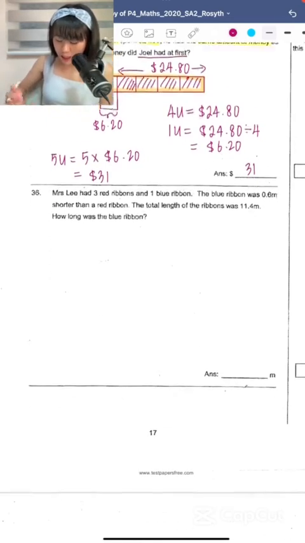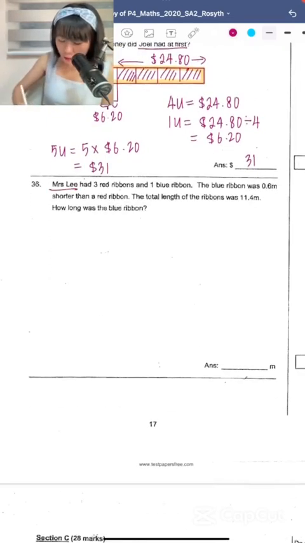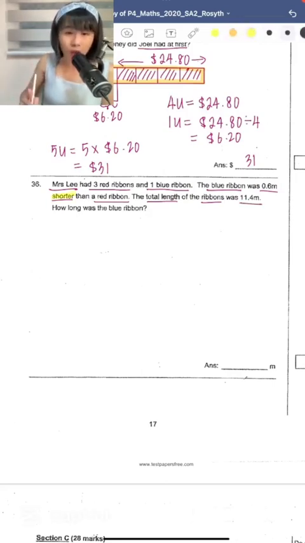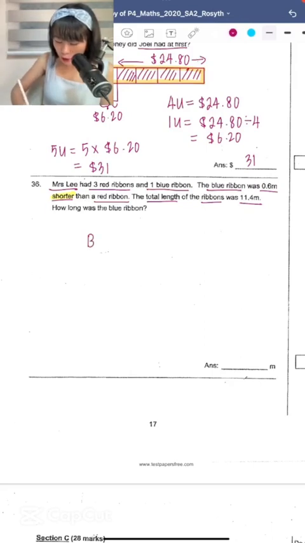Now let's take a look at 36. Mrs. Lee had 3 red ribbons and 1 blue ribbon. The blue ribbon was 0.6 meters shorter than the red ribbon. And the total length of the ribbons was 11.4 meters. Now, whenever you see the keyword shorter, longer, greater, less, more, a comparison word, you can draw the model. So blue is shorter, I will draw smaller, shorter by 0.6 meter.